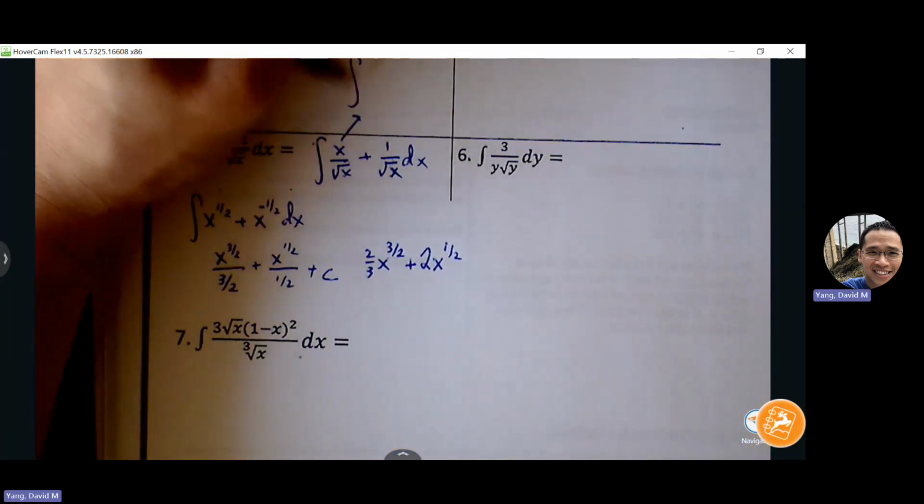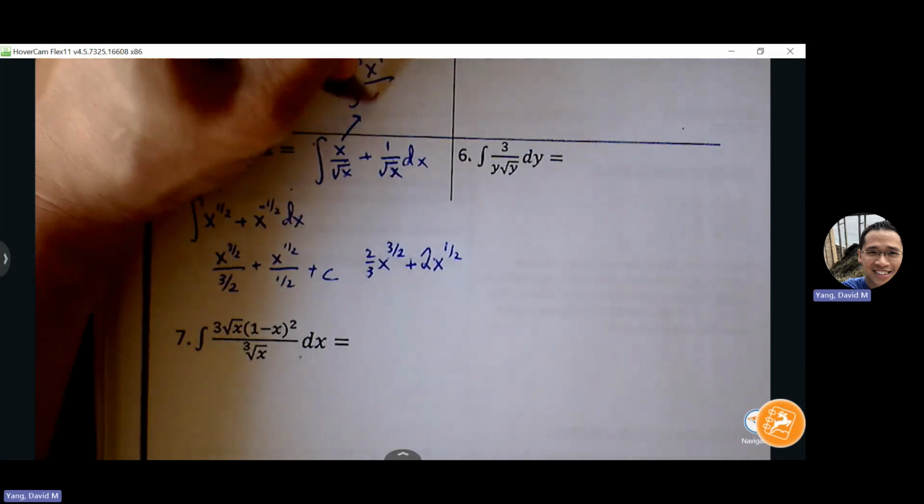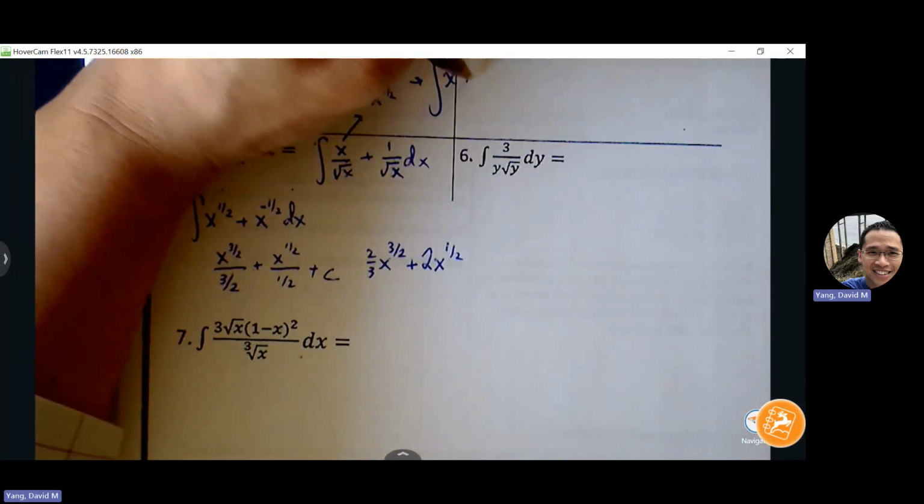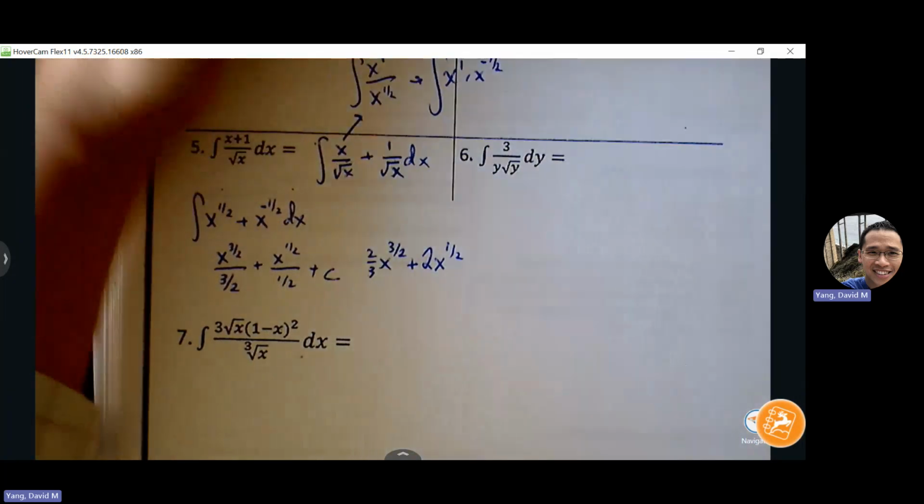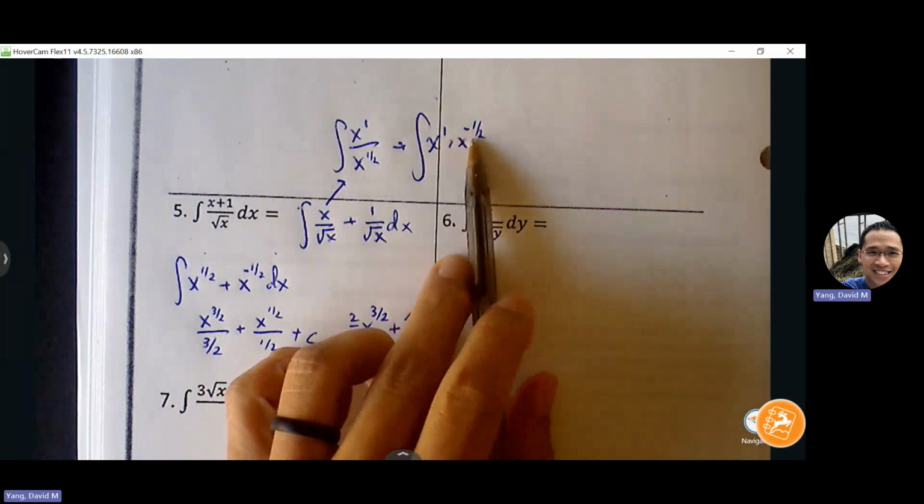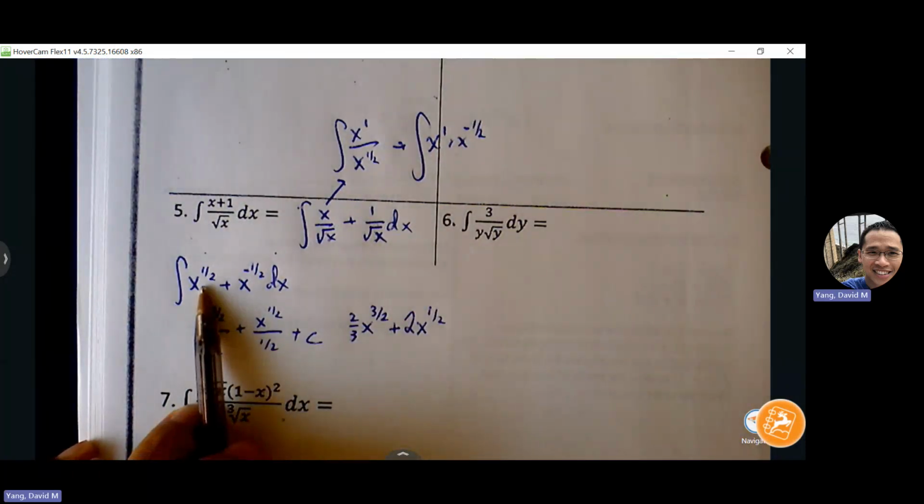I made it x to the first power over x to the 1/2, which is the same thing as x to the 1 times x to the negative 1/2. So I skipped a step there. Subtract exponents, 1 minus 1/2 is 1/2. Okay.